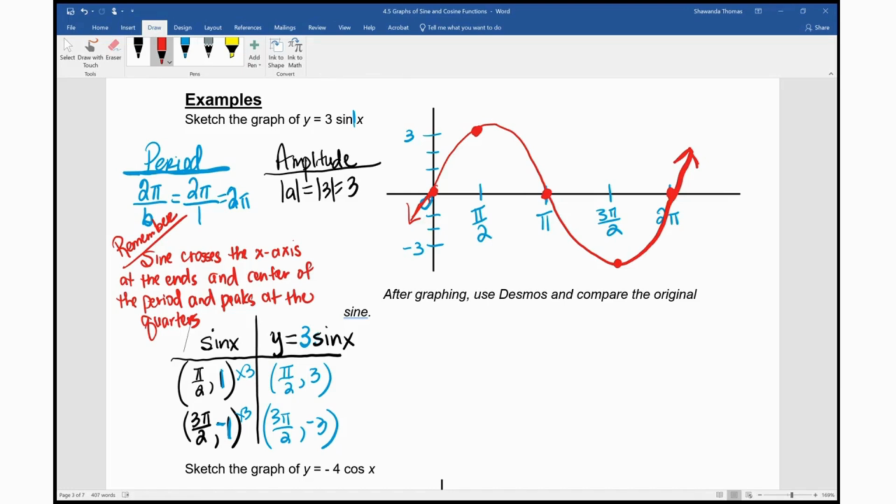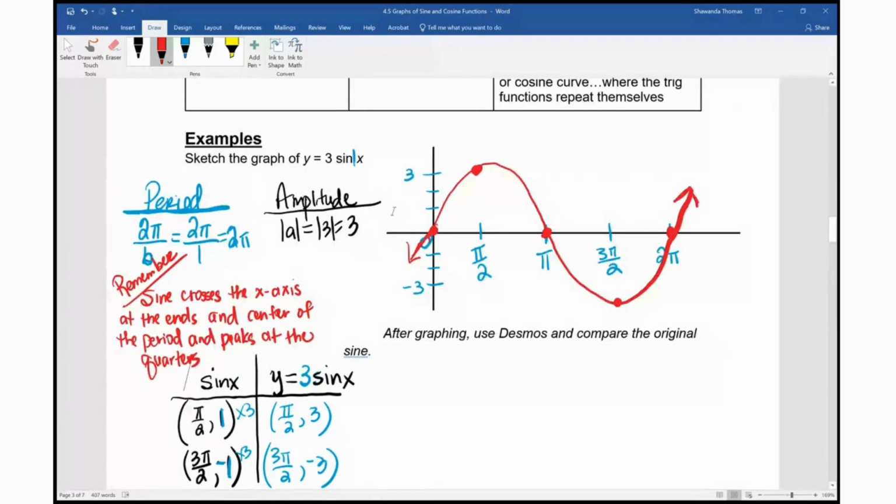What is our maximum point? Pi over 2, 3. Okay. Pi over 2, 3. Maximum. What is our minimum point? Three pi over 2, -3. All right, 3 pi over 2, -3 minimum.